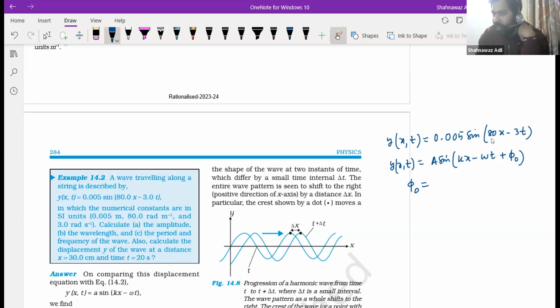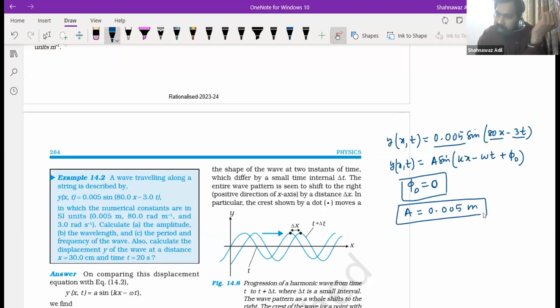So this is the kx term. This is the omega t term. Do you have any phi naught term, plus something constant? Do you have that? You don't have that, right? So phi naught would be 0. Phi naught is 0. And then you have this part, right? So A, the amplitude, is 0.005 meters. This is the amplitude.